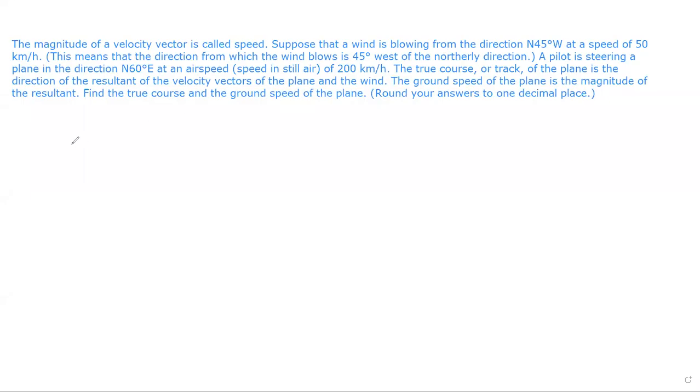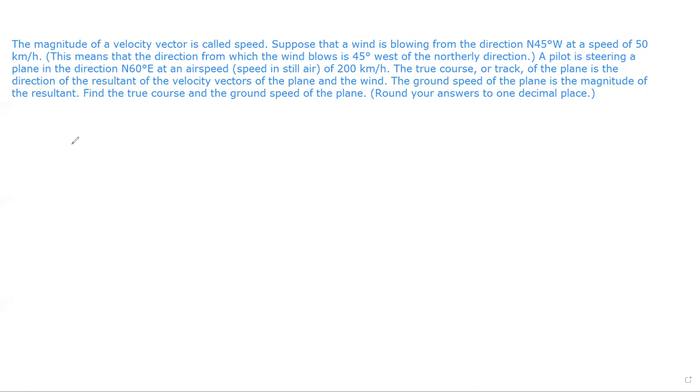So I have another question in Calculus 3, also applicable to linear algebra, that involves vectors. The question goes like this. The magnitude of a velocity vector is called speed. Suppose that a wind is blowing from the direction 45 degrees northwest at a speed of 50 kilometers per hour. A pilot is steering the plane in the direction 60 degrees northeast at an airspeed of 200 kilometers per hour.